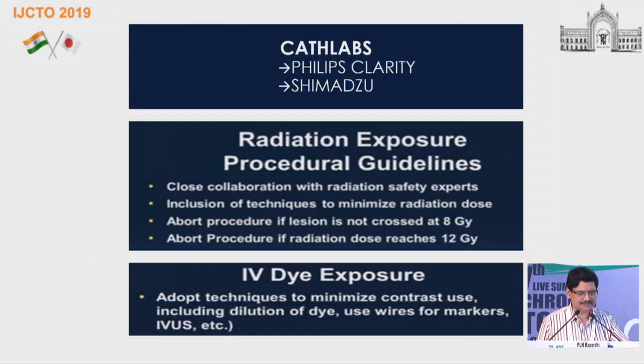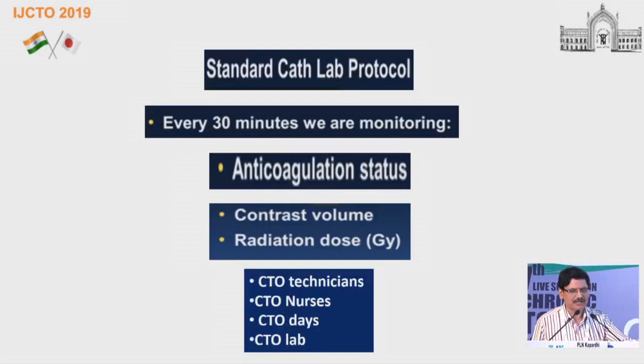the techniques for minimizing the contrast usage, including dilution of the dye, that is 80-20%, use of wires as markers, and intravascular ultrasound. Especially our Japanese colleagues, they invented these techniques of retrograde angioplasty for CTO with just 9 ml of contrast. Like this, we have to adopt those techniques to minimize the contrast.